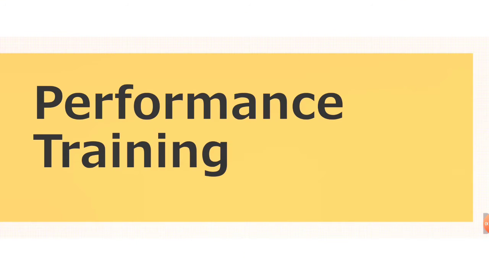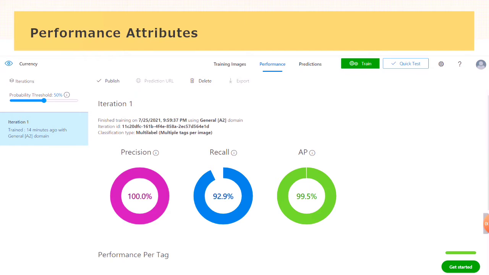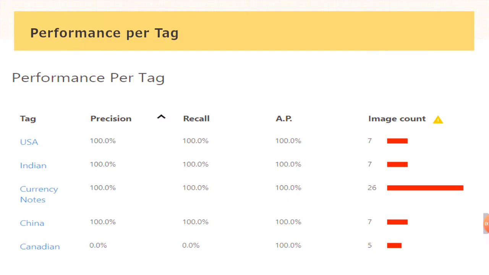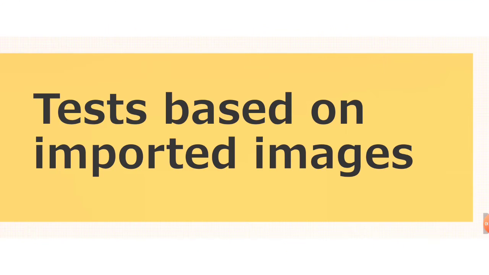Then the performance training. After I trained it, I got these results: 100% precision, 92.9% recall, and 99.5% AP. And these were the performances per tag for each of them. Next, the test based on imported images, the images that I imported.